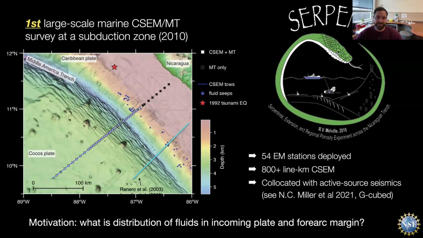And primarily, as you can tell from the acronym for this project, can we image fluids going into the incoming plate through bending faulting, which was already imaged really and hypothesized based on seismic results. The very first of these results was actually this profile here from Ranero et al. 2003. So you can see we're pretty close to where that paper's profile was collected. In our case, we're also co-located with active source seismics. And so that allows us, and this is ongoing work really, for integration of both the seismics and EM imaging to really more definitively get at where the fluids are and what their properties are and how they're affecting processes.